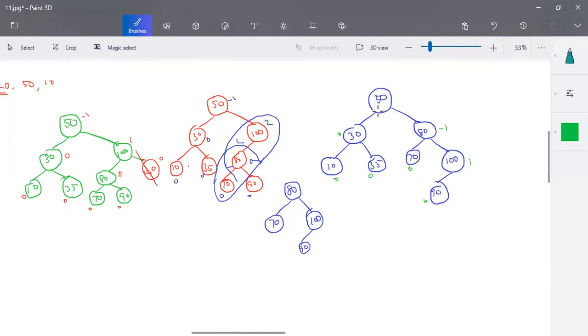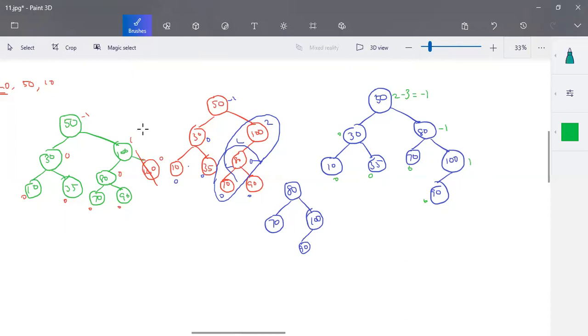And for 50, height of left subtree is 2 minus height of right subtree. Take the longest branch that reaches the leaf node and calculate the number of edges: 1, 2, 3. It is 2 minus 3, which is minus 1. So all the nodes are balanced over here.